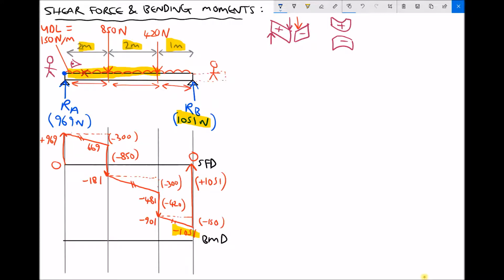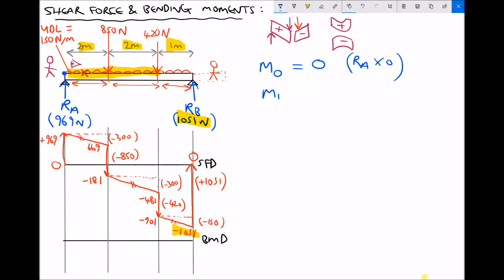At the left-hand support, the bending moment, a distance of 0 from the left-hand support, so M subscript 0, is just going to be 0. Although we're at the point of application of the force Ra, we're standing a distance of 0 from that, and anything times 0 is 0. So basically, Ra times 0 gives us the 0 there. Let's move along 1 meter.